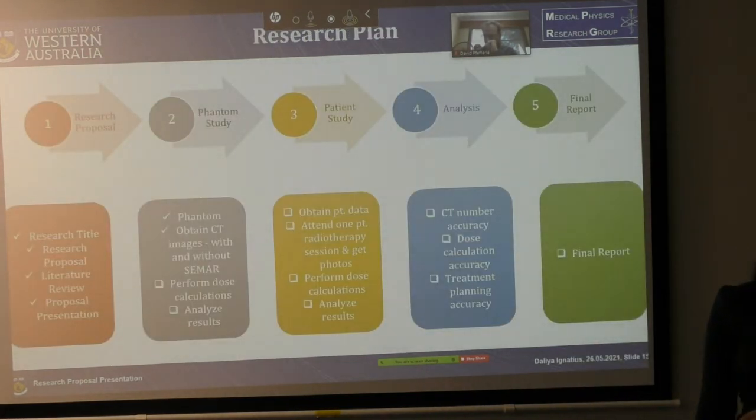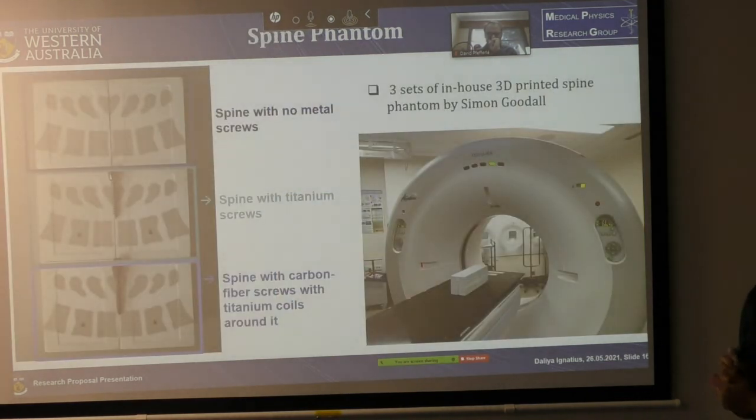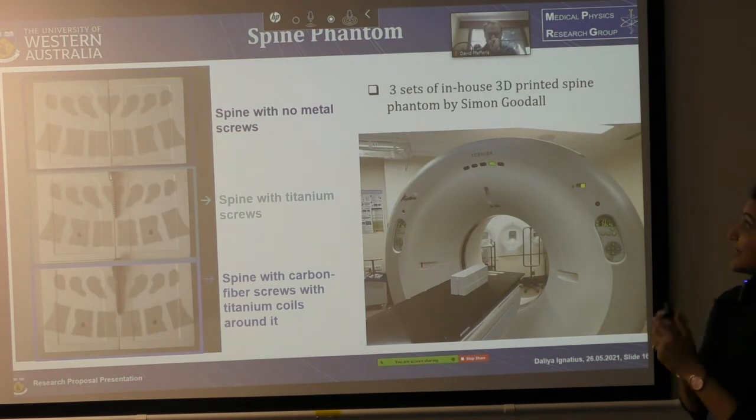So here's my research plan. First step is the research proposal, which will be done now. And then next would be the phantom study, which I've already collected some data on for one of the phantoms. And afterwards, I'll do the patient study, depending upon ethics approval and everything. And then will be analysis and the final report. So here, this will be my second last slide.